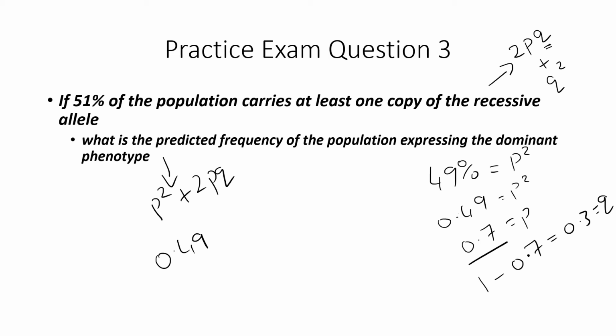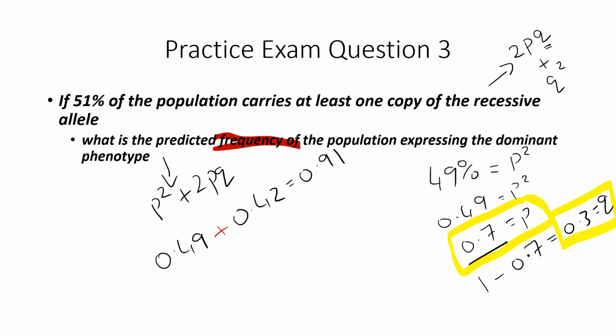Again, good practice. Let's highlight P, let's highlight Q. Plus, we've got 2 times P times Q, which would give us a value of 0.42. And when we add them together, it gives us a frequency of the dominant phenotype as 0.91. Again, folks, just be careful. Don't be tempted to turn it into a percentage. The question says frequency, so we keep it as a frequency. Okay, 0.91 is our answer.